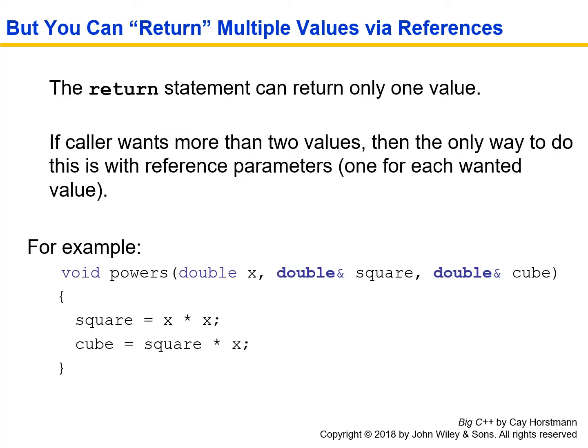But sometimes we do want to return more than one value. And as you recall, the return statement in C++ can only return one value. So if the caller wants more than one value, the only way to do this is to use reference parameters, one for each value that you want to return. So void powers(double x, double& square, double& cube), and then you calculate square, and then you calculate cube. That's going to set the value of those variables that were passed as references.